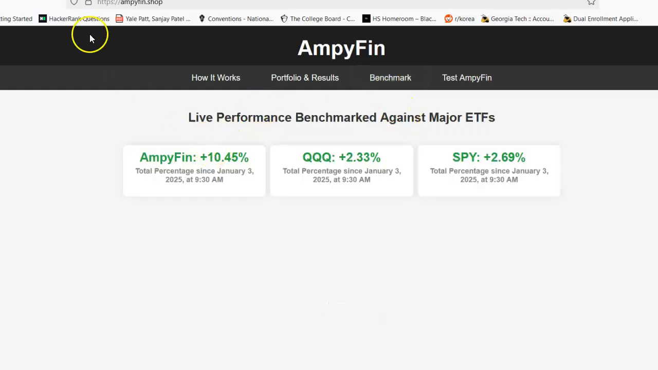Benchmark. Ampyfin has been doing pretty well. Since the new Ampyfin rolled out January 3rd, it's up 10.45%. QQQ is up 2.33% since January 3rd, and SPY is up 2.69% since January 3rd. So yeah, Ampyfin is doing pretty well compared to QQQ and SPY.